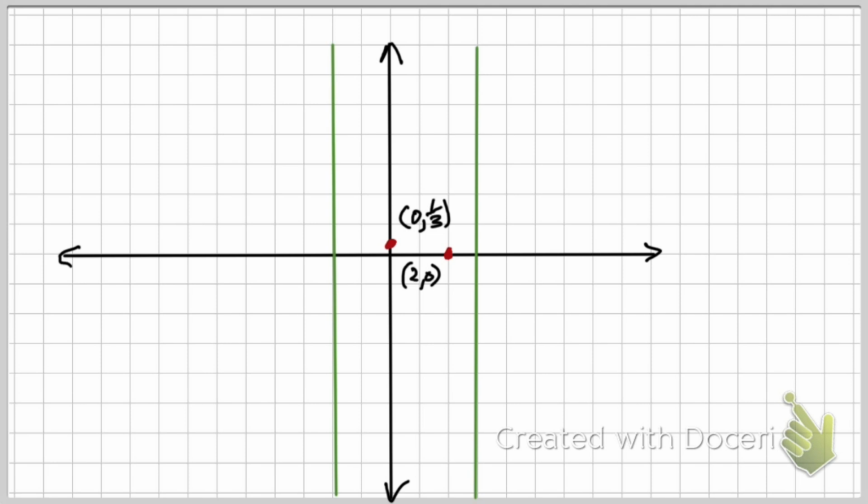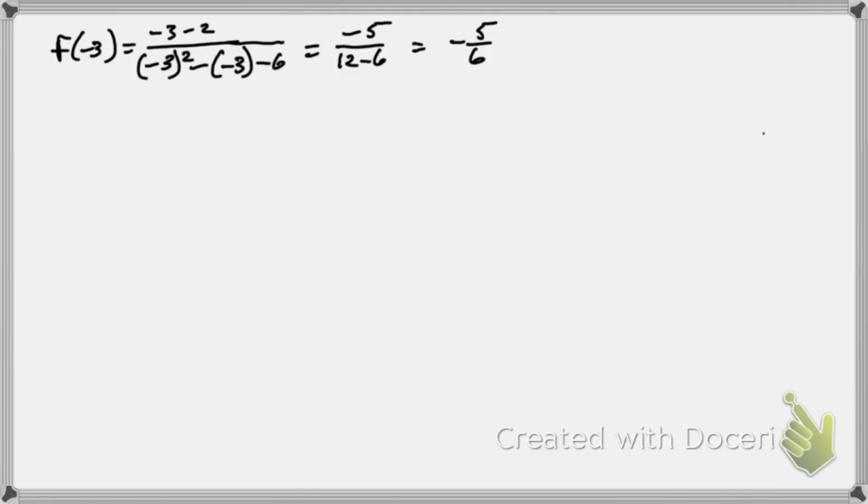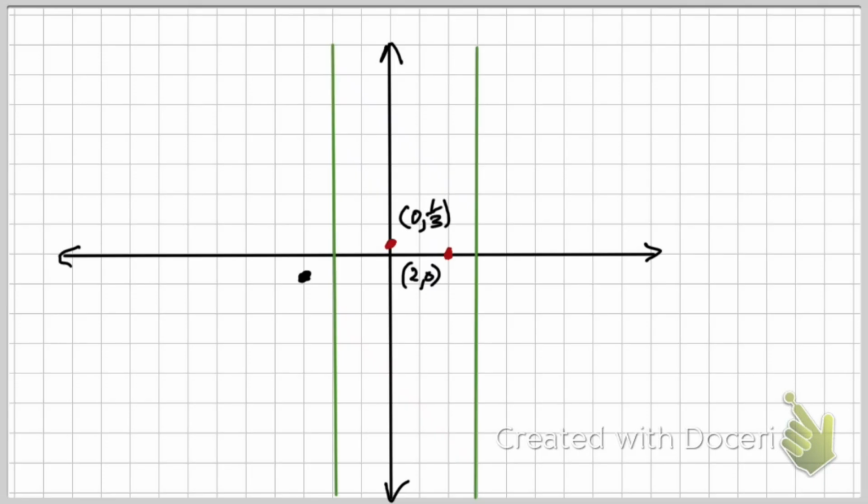So I'm going to start on the left-hand side, and I want a point to the left of that vertical asymptote at x equals -2. So what I do is I just say, what's f of -3? So everywhere there's an x, I put a -3. I figured it out, and I'm getting -5/6. So I plot that point in black. I'm using colors just so you can see what I'm doing a little bit easier.